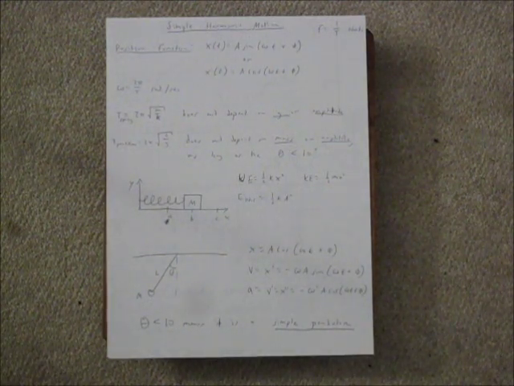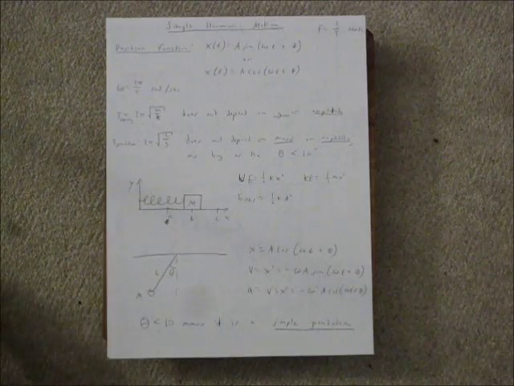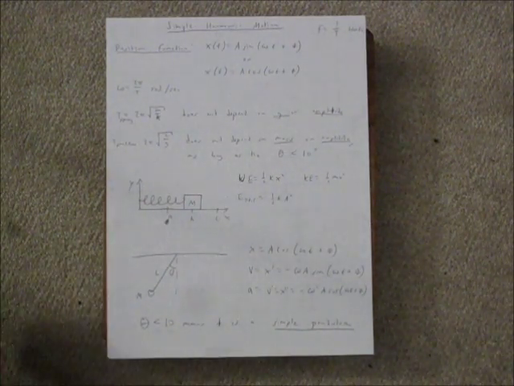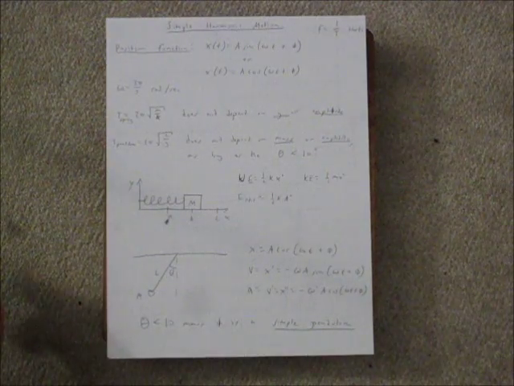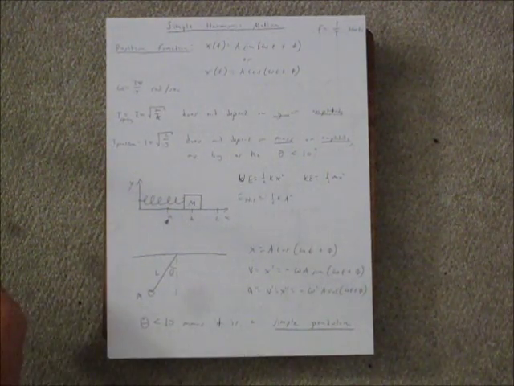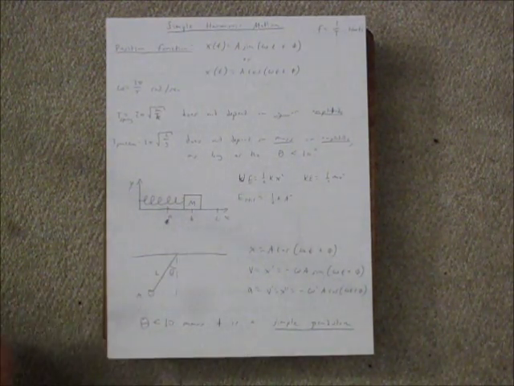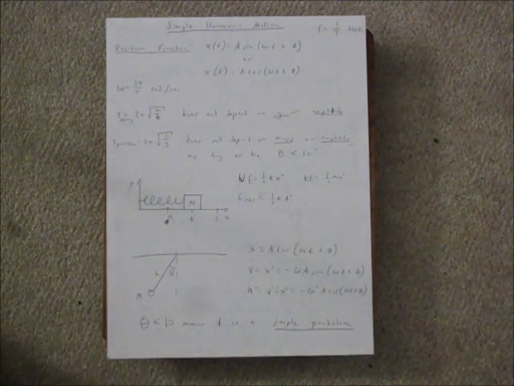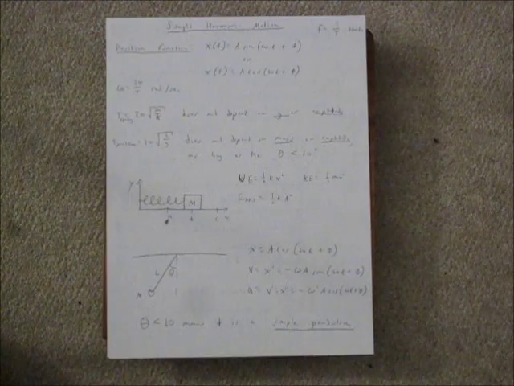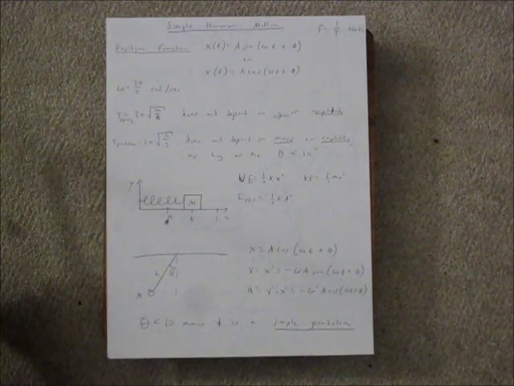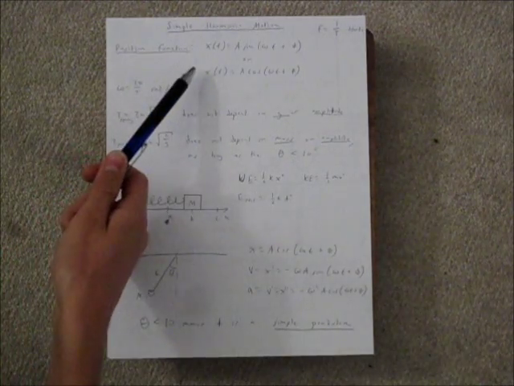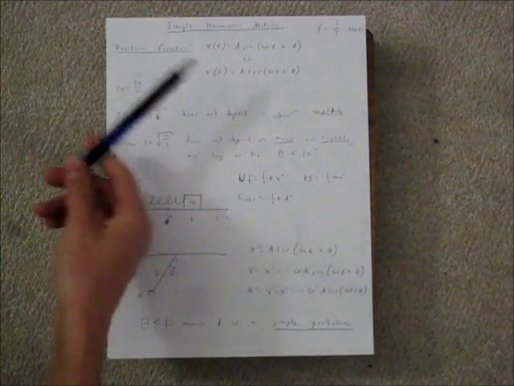So this is the video on simple harmonic motion. This topic mainly revolves around springs and pendulums and basically anything that symbolizes periodic motion. The position function of an object in simple harmonic motion is basically this. It would be most commonly this one.